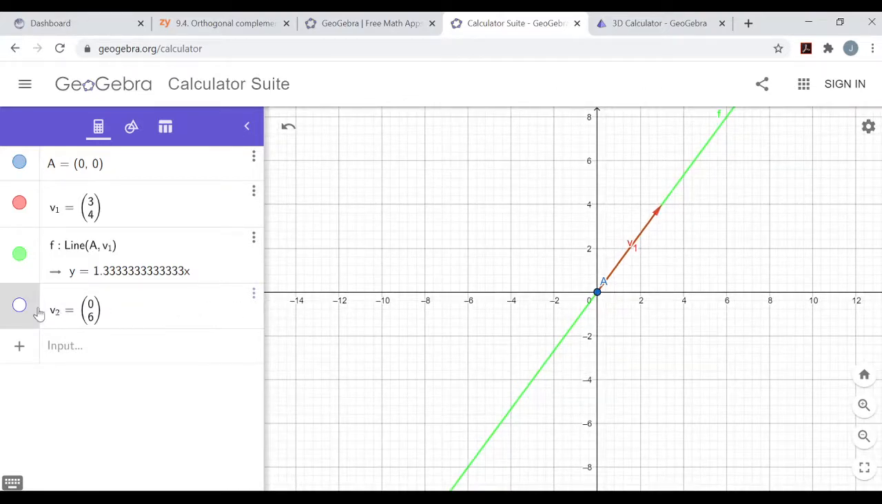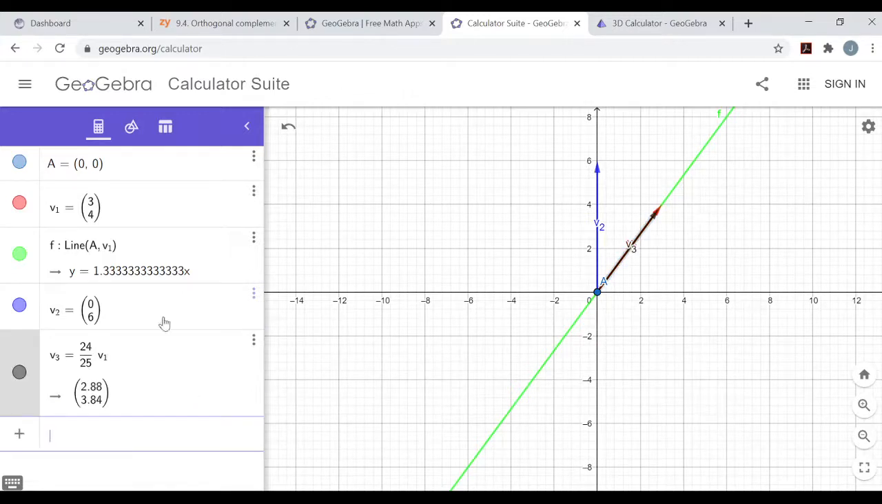Now, here's the vector 0, 6, this blue vector. Now I'm going to put in our projection vector. Remember it was this 24/25 times the vector 3, 4. So I'm going to call this V3 equals 24/25 times the vector 3, 4, which on my screen here is vector V1. So you see that's in black. Let me remove 3, 4 there.